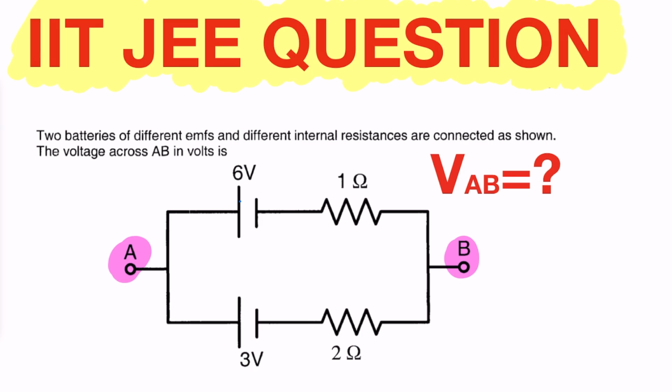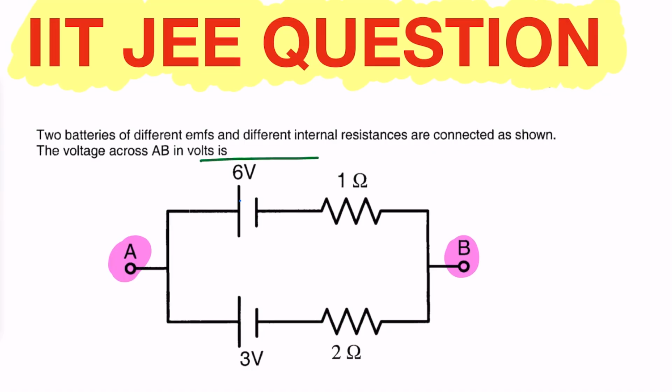Hello everyone, in this video we are going to solve a really interesting problem from IIT JEE 2011 paper 2. The problem is about two batteries of different EMF and different internal resistances connected in parallel.